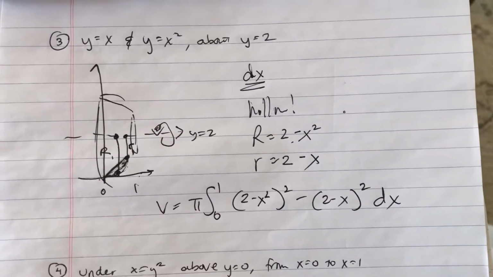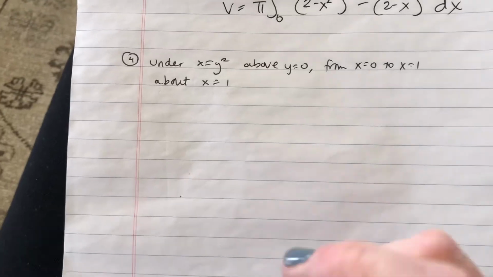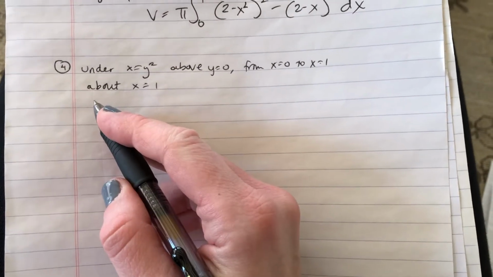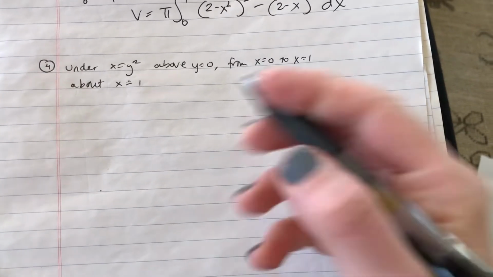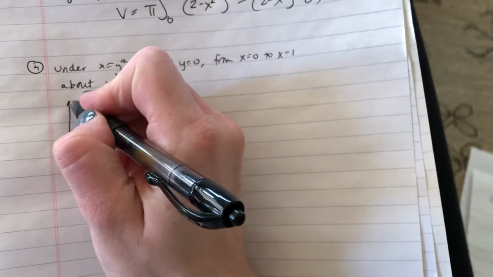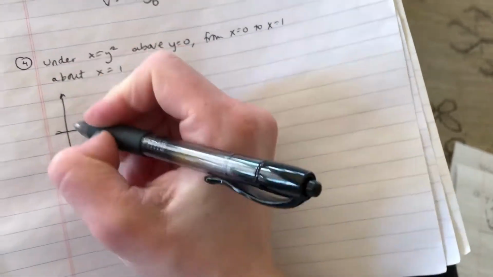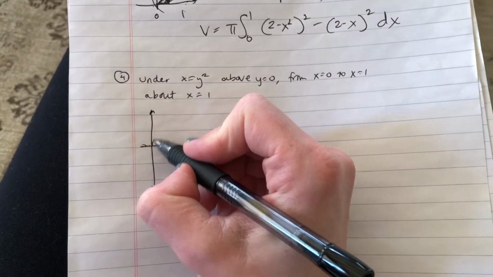Okay? All right, moving on to number 4 from your worksheet. Okay, 4 and 5 are very similar, just like 2 and 3 were very similar. So I said under x equals y squared and above y equals 0 from x equals 0 to x equals 1. So we're talking about, I'm supposed to go about x equals 1. All right, so x equals y squared is a sideways parabola. So I'm talking about this thing here.